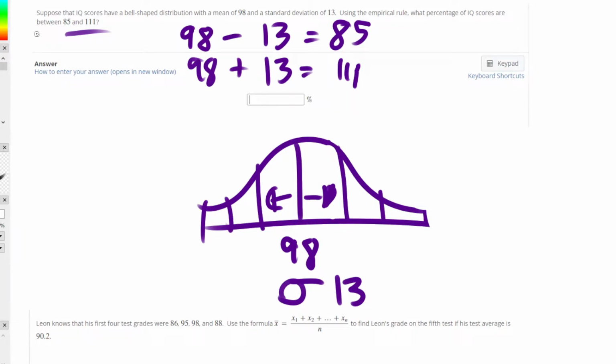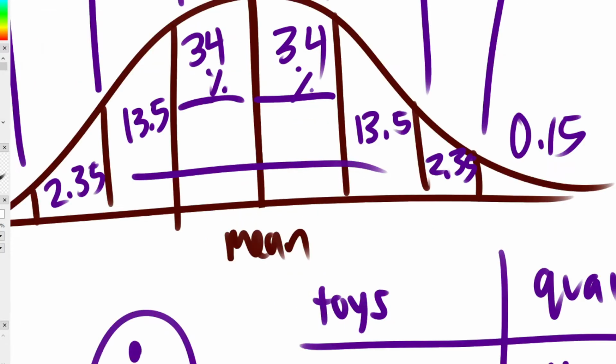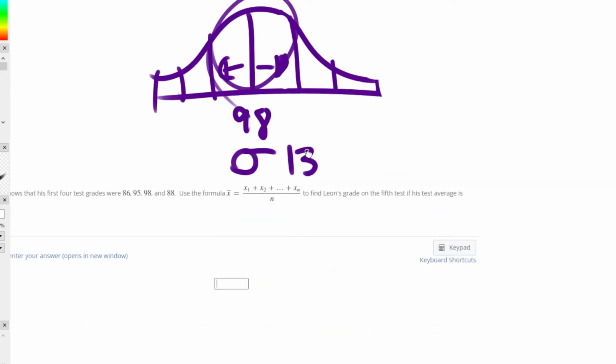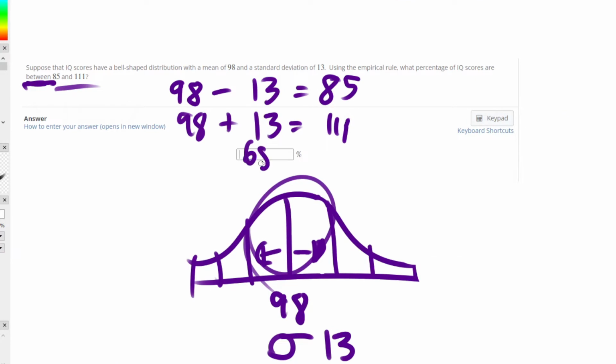And we want to know what is between. So between 85. So this part right here. And that actually is easy. If we look back here, we know that within 1 standard deviation, it's going to be 68%. So our answer here is going to be 68%.